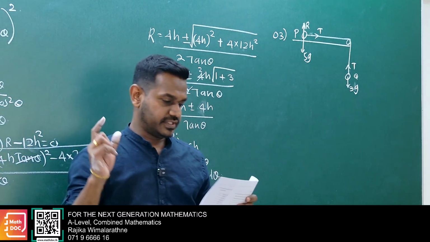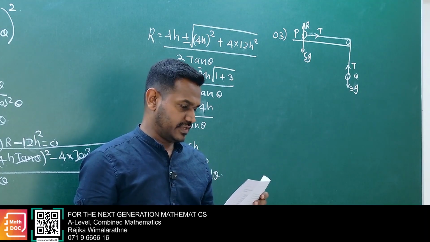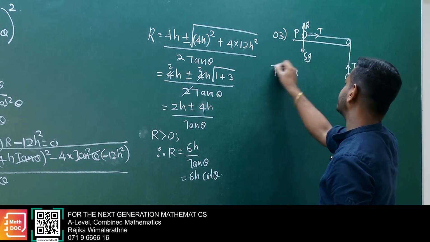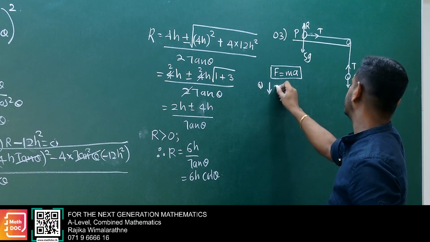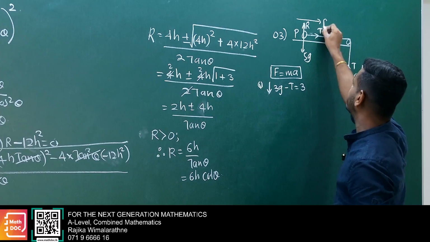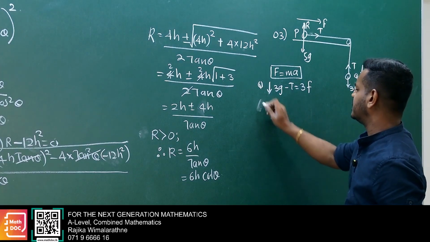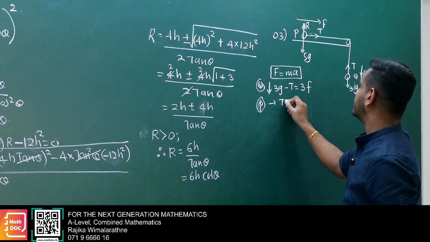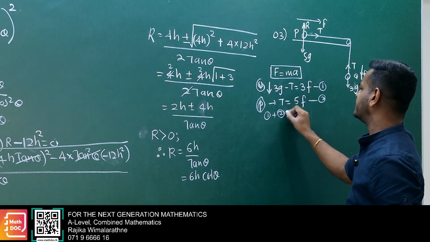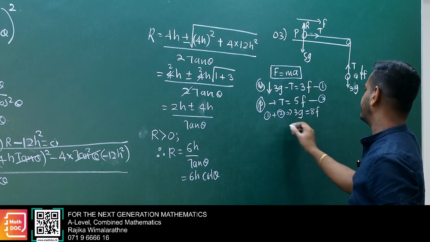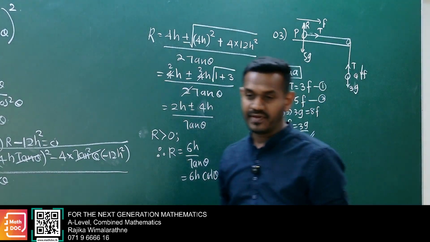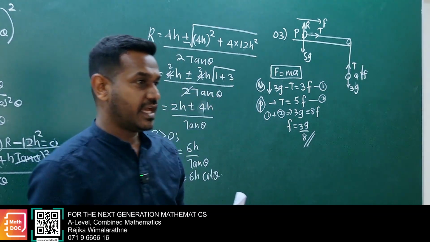Okay, then first you find the velocity at B. Find time to reach B. Okay, now F equals ma. First find acceleration. Q particle downward: 3g minus T equals 3F. Here take F. Here P particle horizontally: T equals 5F. Here 1 and 2. 1 plus 2: 3g equals 8F. Then F equals 3g divided by 8. That is acceleration.